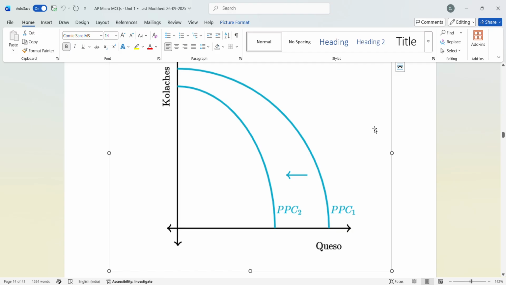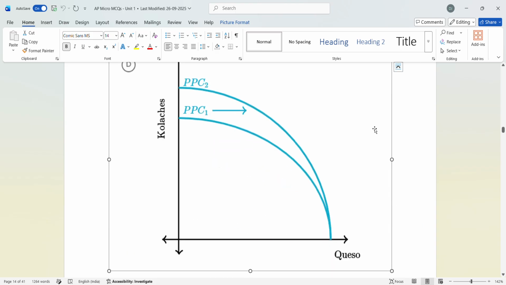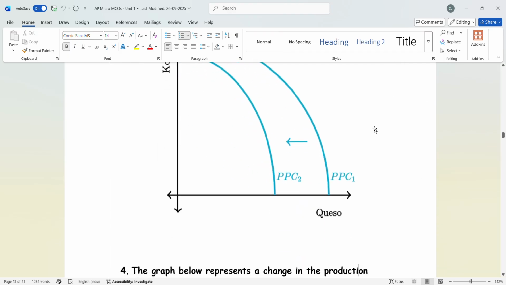Here the PPC curve is going inward. That's also not correct. It should go outward, as in this case, right? It should move outward, only for collages. So option D is the correct answer.